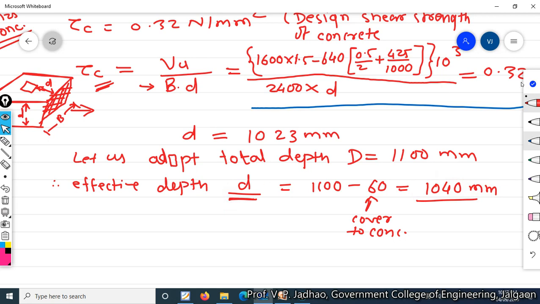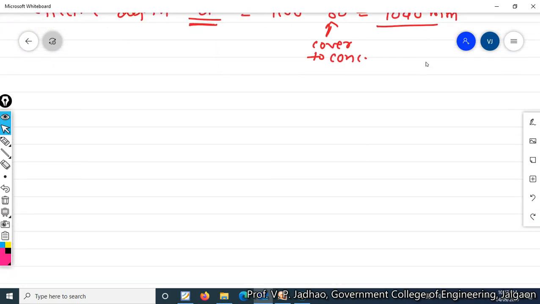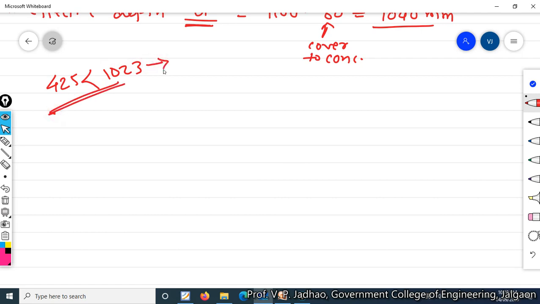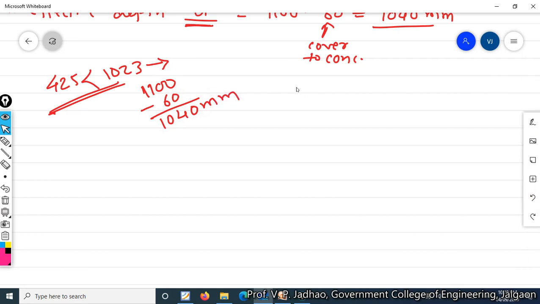This will be the revised effective depth, because the depth which we calculated from the bending moment consideration, that is 425, is less than 1023. Therefore we will adopt this 1023, and increase the total depth up to 1100 minus 60 mm as clear cover. So we will get the effective depth as 1040 mm. So this is how we have calculated the effective depth from the one-way shear consideration.